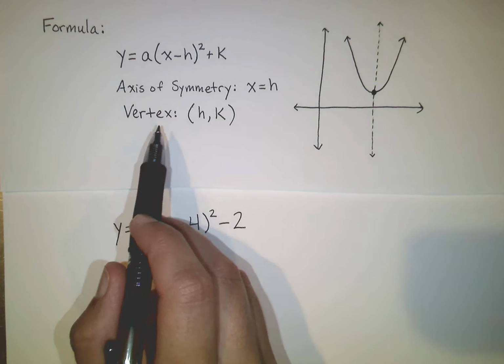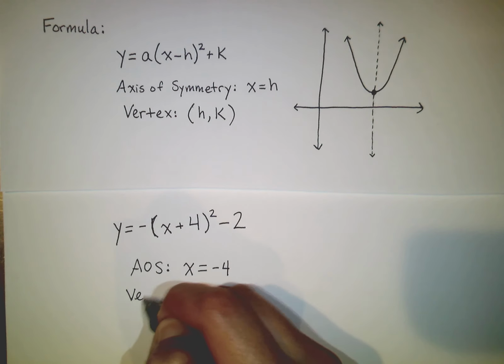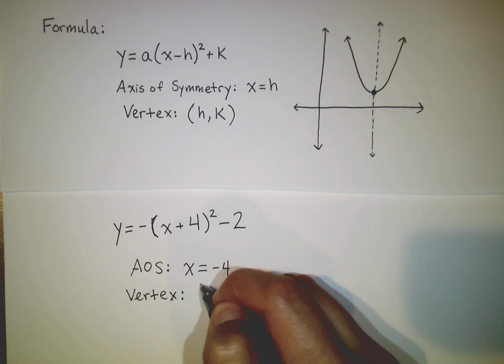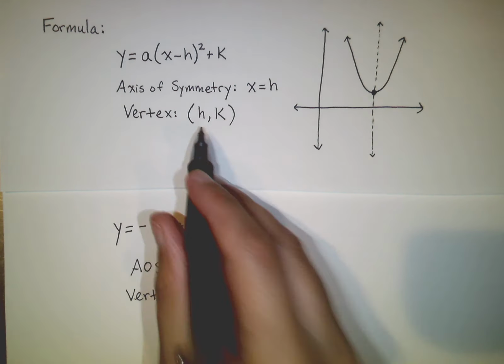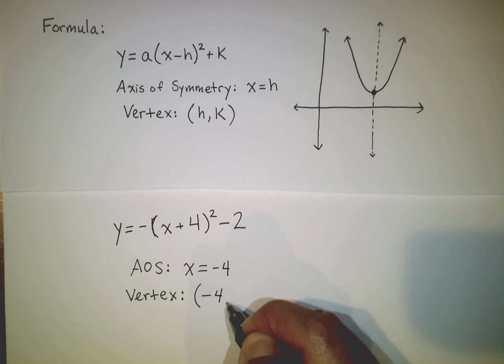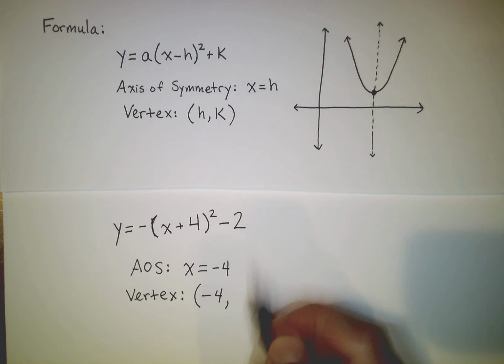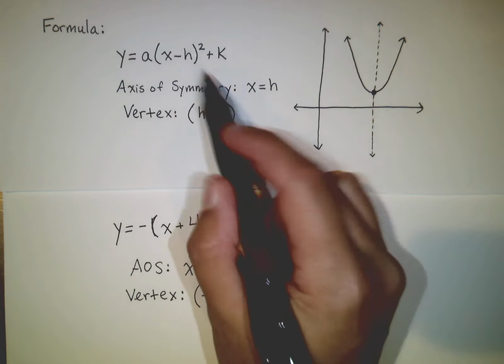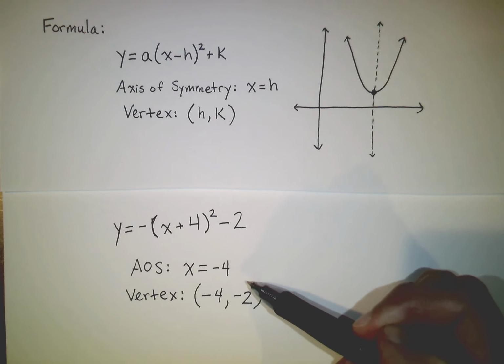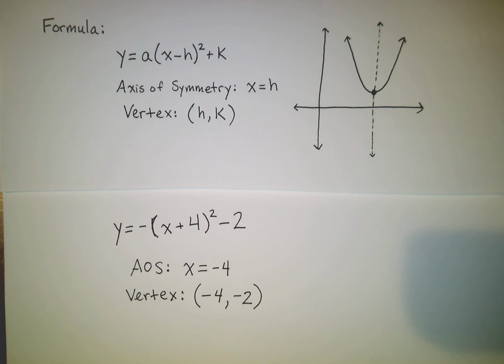Then my vertex, so I'm going to write vertex, is going to be h, and again the opposite, so 4, same as our axis of symmetry, comma, and then minus 2, so negative 2. So it's on the outside, this k is on the outside, and it keeps the same sign. So here I have minus 2. So I have the vertex.